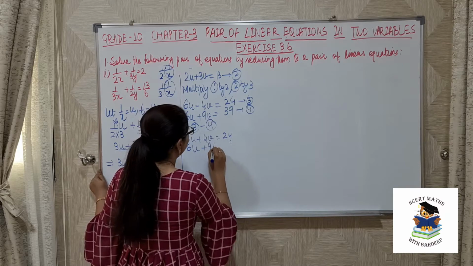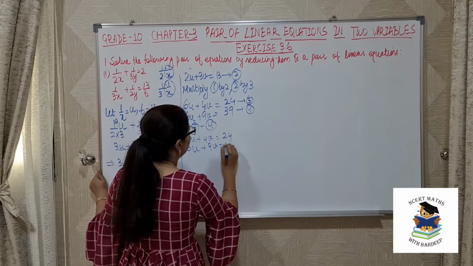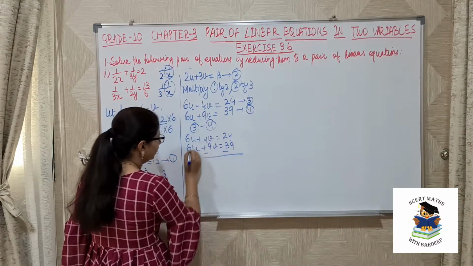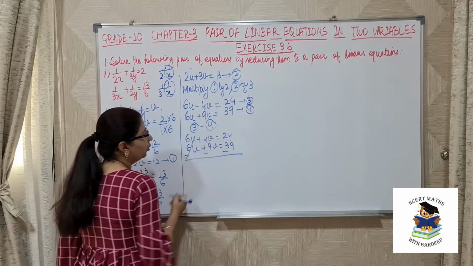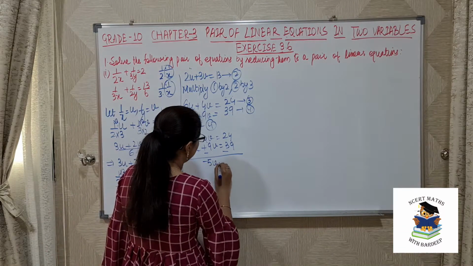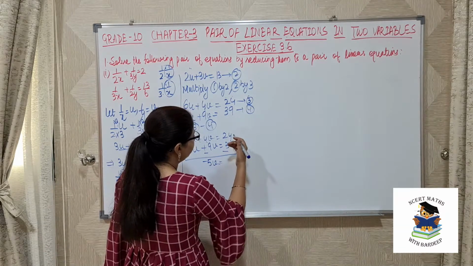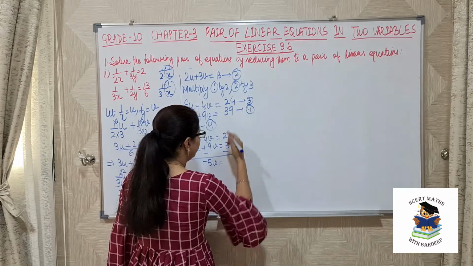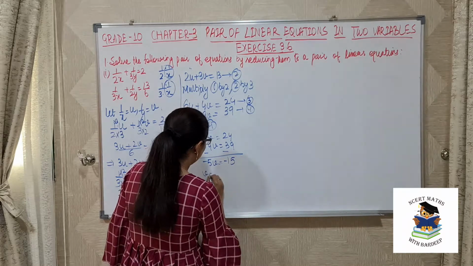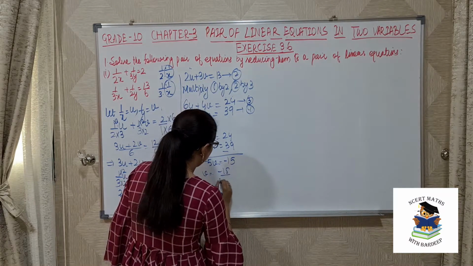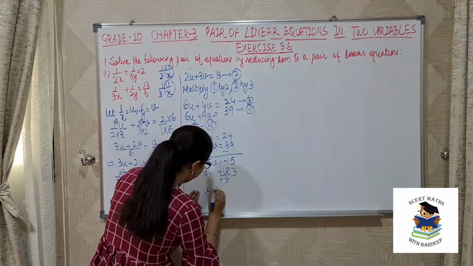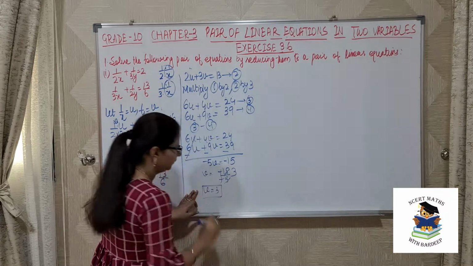6u plus 9v is equal to 39. So change the signs when we have to subtract. This is cancelled. 4 minus 9 is minus 5. 24 minus 39 means we should subtract. 9 minus 4 is 5. 3 minus 2 is 1 with negative sign. So what is v now? Minus 15 over minus 5. So v is equal to 3.